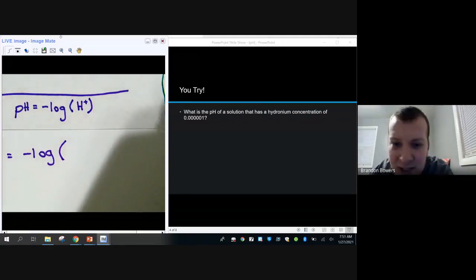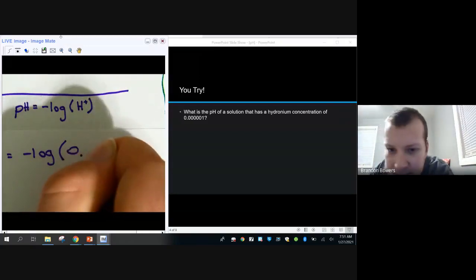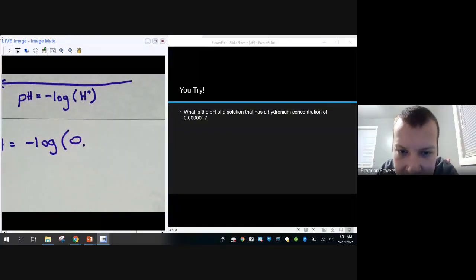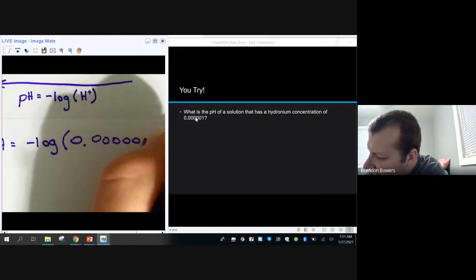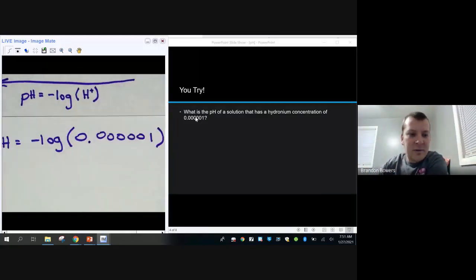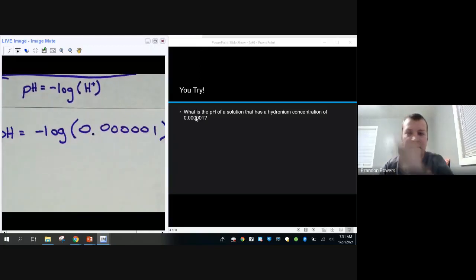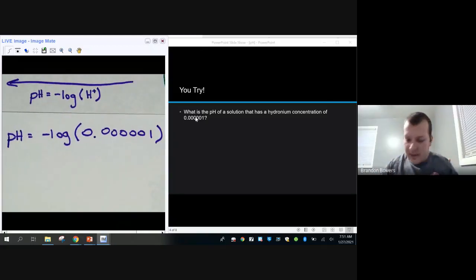Well, my hydronium concentration is 0. Let's see how many zeros are there. 5 zeros and a 1. And that's what you're going to plug into your calculator. If you need a calculator, there should be calculators up front.